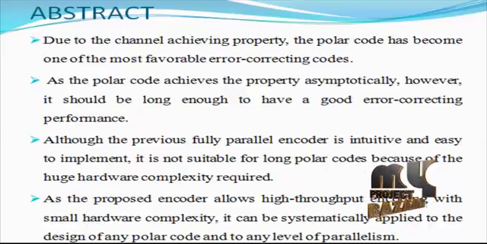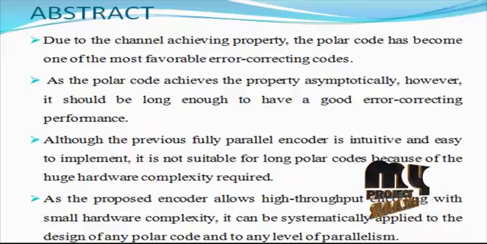implementation feasible. Various theoretic aspects of the polar code, including the code construction and decoding algorithm, have been investigated in previous work. An efficient decoding structure has been studied. Successive cancellation decoding has been traditionally used, and advanced decoding algorithms such as belief propagation decoding and, more recently, simplified list decoding have been employed. Due to the channel achieving property, the polar code has become one of the most favorable error correcting codes.